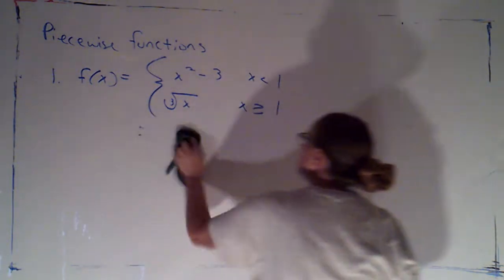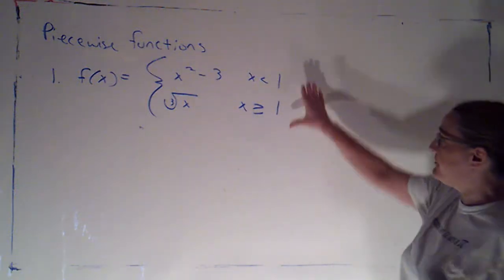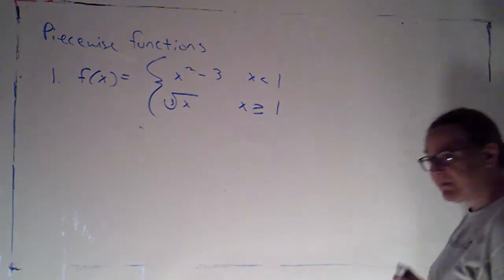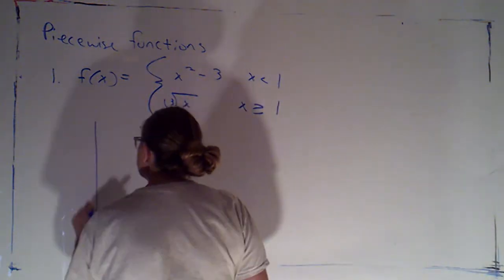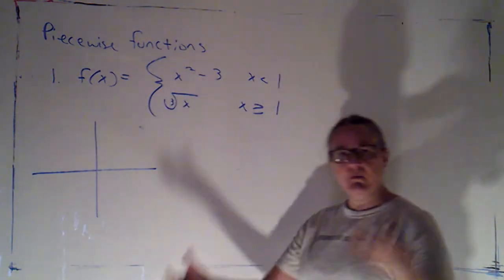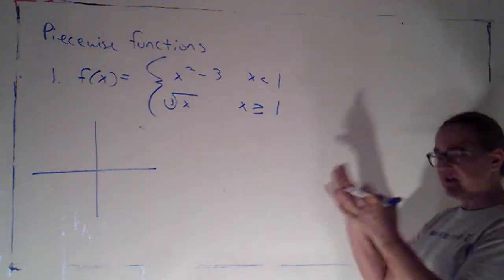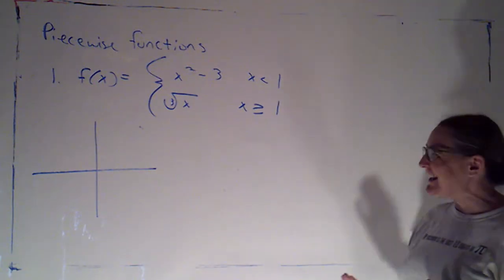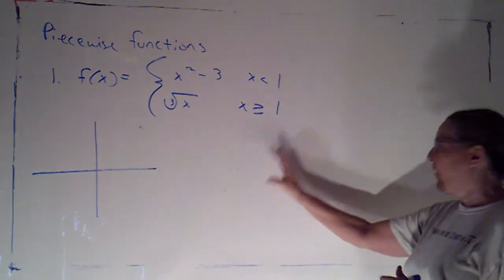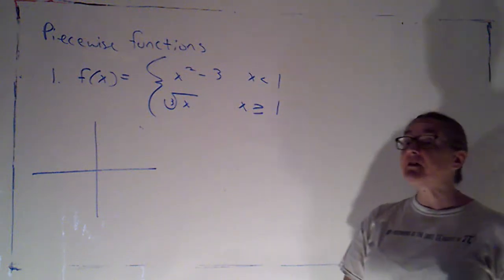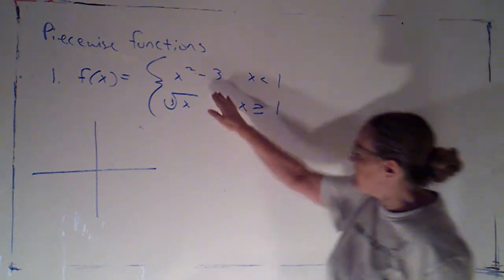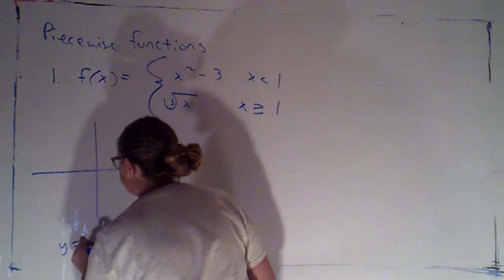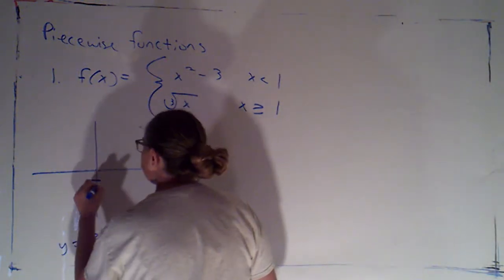So what I'm going to do is graph both functions, mark the pieces that I want to keep, and then put them together. It's not absolutely necessary to do that. Some of you might be comfortable going right to the final result. I kind of like to do it one step at a time, but it's a question of just how comfortable you are with it. All right, so I'm going to sketch y equals x squared minus 3.